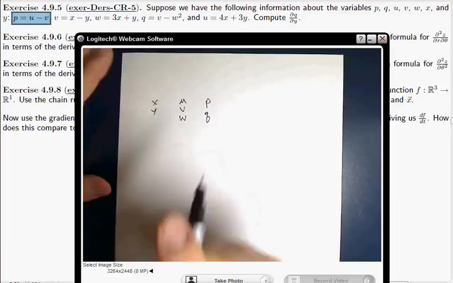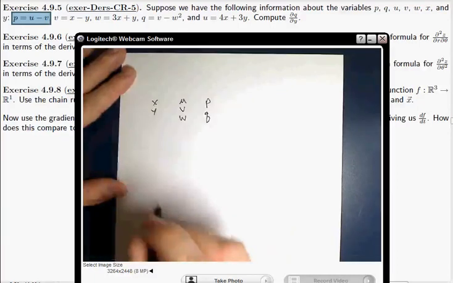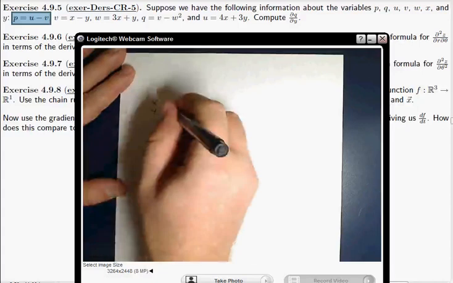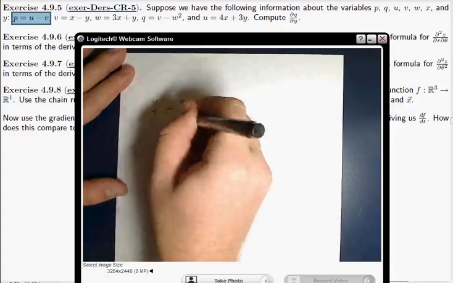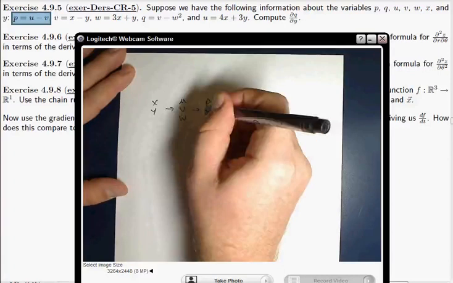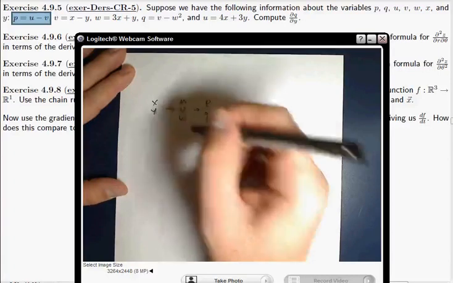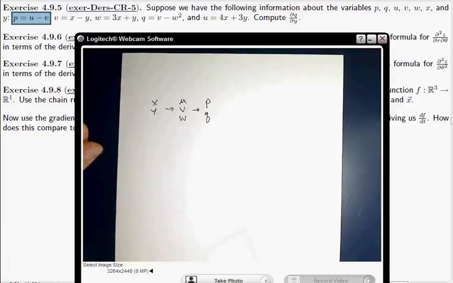So this is sort of the diagram. Now I'm not going to draw all the lines here because there's too many, and the point is that all of these depend on all of these, and all of these depend on all of these. So I'm just going to write it like this.